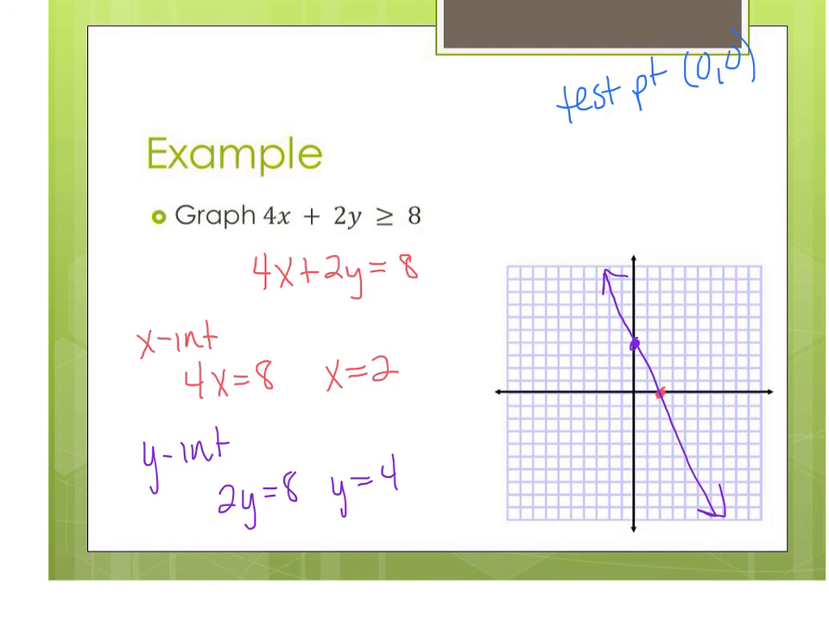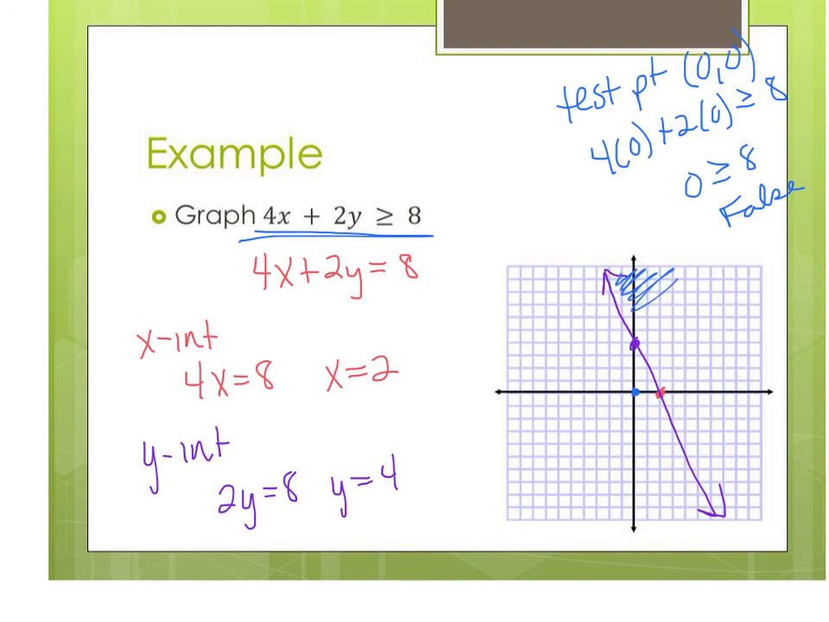So if I pick 0, 0, I'm going to test it in my inequality. So I'm going to have 4 times 0 plus 2 times 0 is greater than or equal to 8, which is going to give me 0 is greater than or equal to 8. That is false. So where 0, 0 is false, you shade then the entire other side of the line. So that would be my true side.